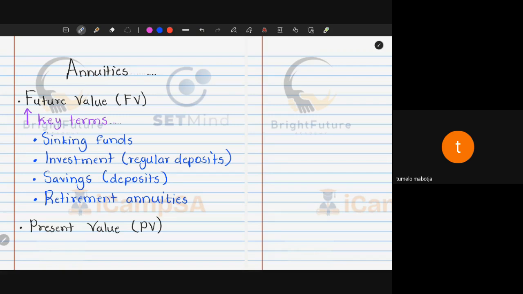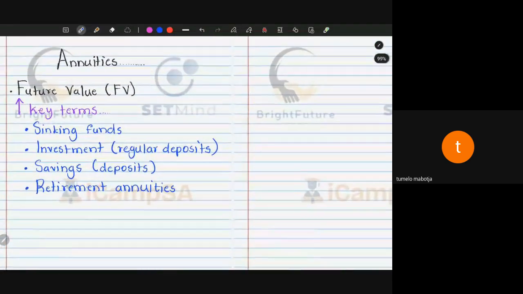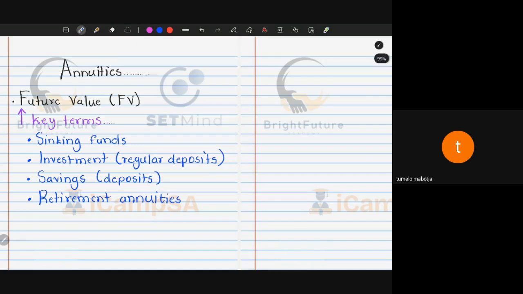So these are the key terms that you guys need to make sure that you understand. So present value, I'm just going to put it there at the end. We'll worry about it later. In fact, how do I throw it out of the screen? Delete it. So these are the key terms that you should be looking for in problems that are related to the future value under annuities.